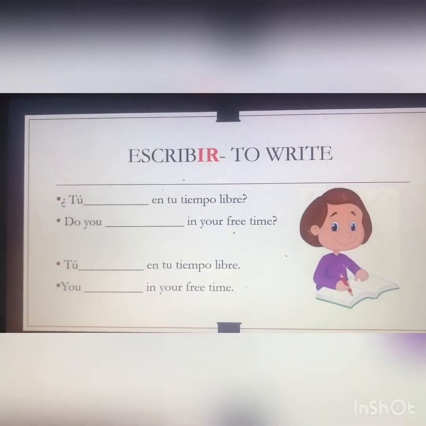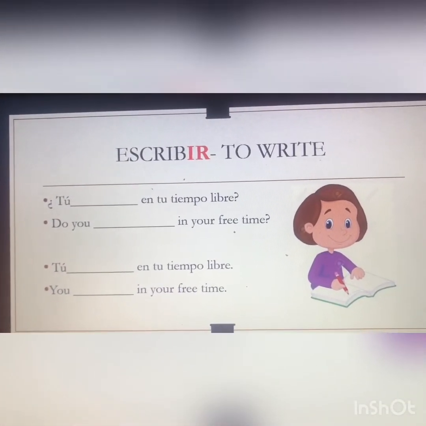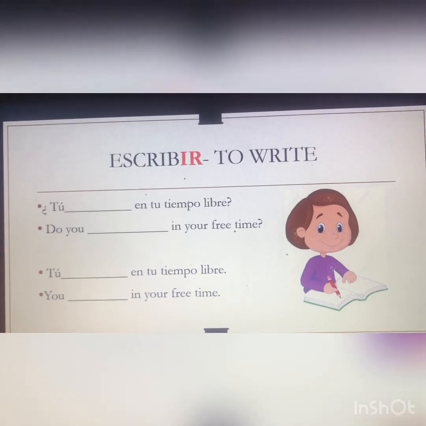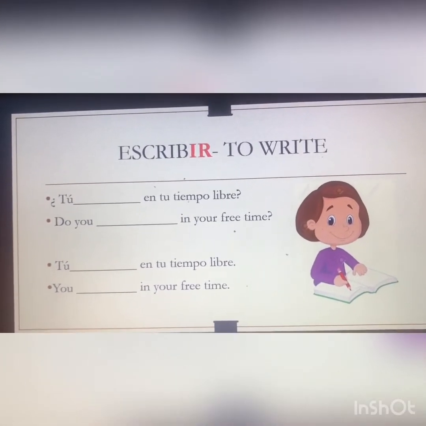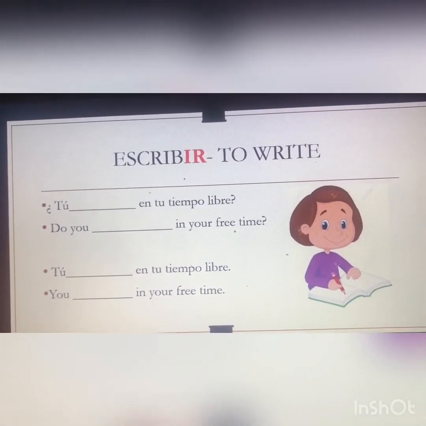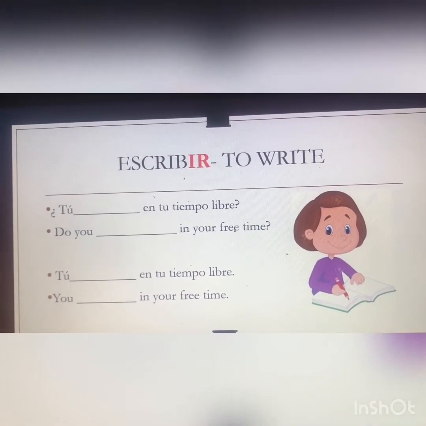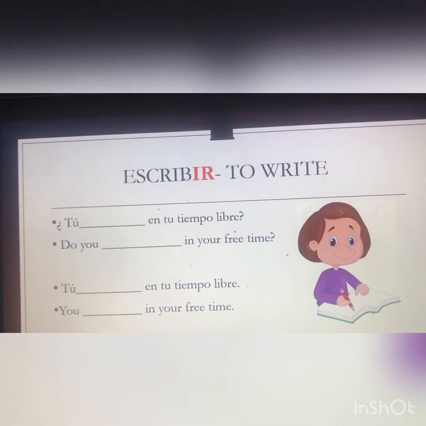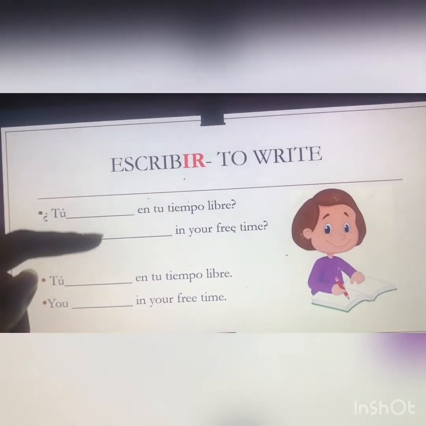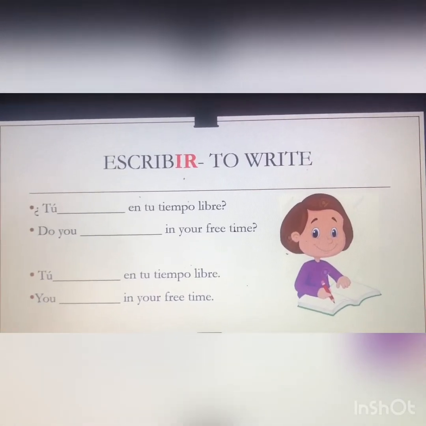So let's do an example with an IR verb. We have escribir. Now this means to write. So you want to find out from somebody, do you write in your free time? Or you want to say you write in your free time. Alright? So remember, the conjugated verb would go on the line.